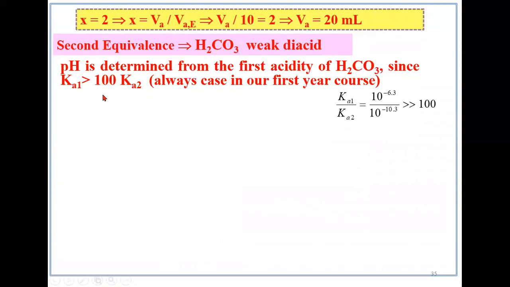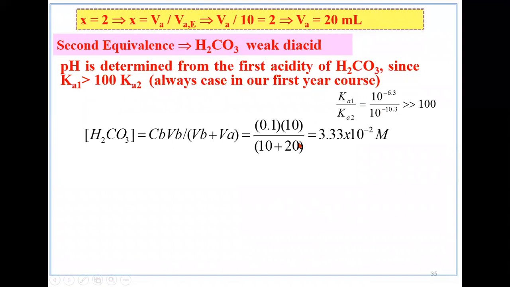And of course, the pH of it is going to be governed only by the first acidity, as long as Ka1 is greater than 100 Ka2, which is always the case in our first year course. You can go ahead and check if Ka1 is greater than 100 Ka2 if you really wanted to. I wouldn't, because it's never the case in this course.